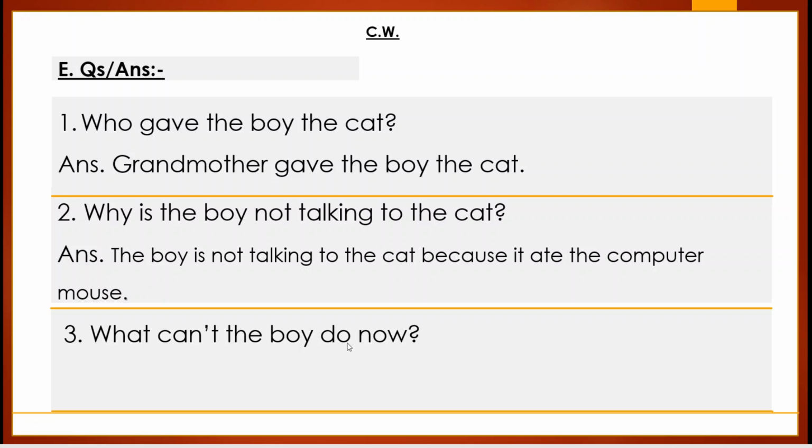What can't the boy do now? Boy ab kya nahi kar pa raha hai? What can't the boy do now? What can't? Can't ka full form hai cannot.